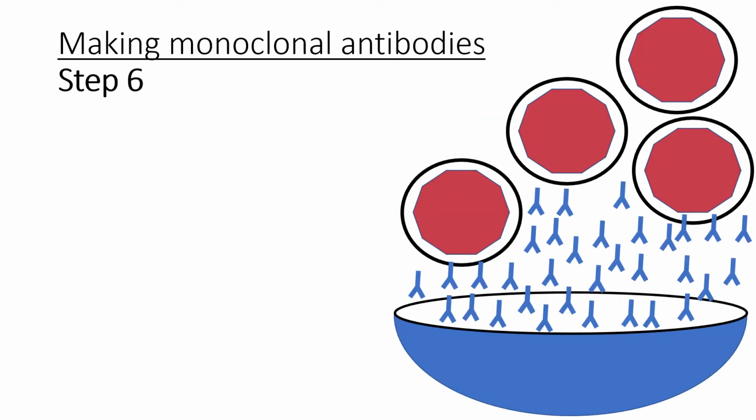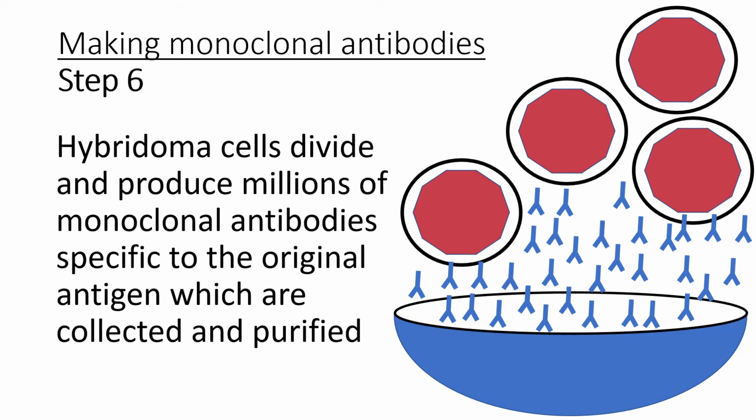Pause the presentation, work out step 6, and restart when you're ready. So in step 6, we have a number of these hybridoma cells. They're producing lots and lots of identical copies of each other and producing lots and lots of antibodies. Remember that those antibodies are specific to the antigen that we injected the mouse with at the start, and they need to be collected and purified, ready for use.